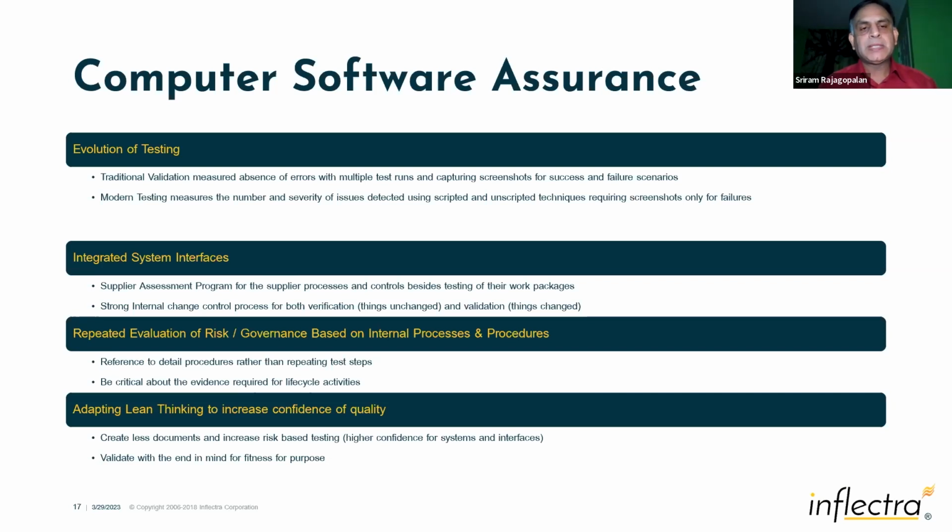And integrated system interfaces, which I mentioned before, like supplier assessment and multiple process controls. So how you are integrating all these things into the work package, which is where the tasks, the test cases, and defects all come into play. And internal change control: who does what by when, and who approved it. These are the things that we are looking at. And when you are looking at this, things that are unchanged are verified. Things that are changed are validated. These are the keywords to keep in mind.